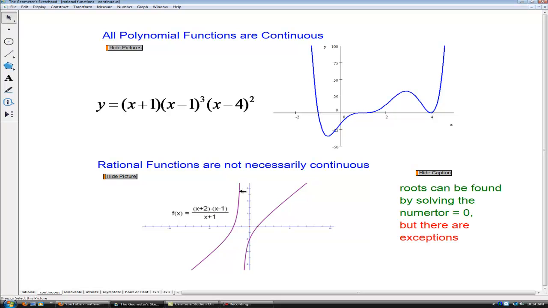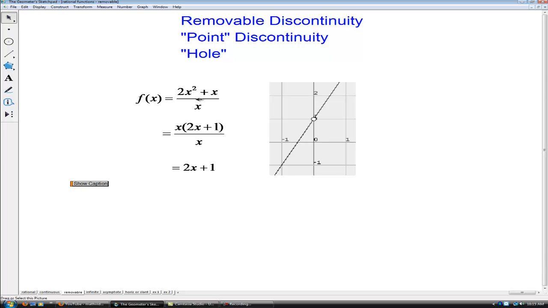Roots of a rational function can be found by solving when we set the numerator equal to 0, but there are exceptions. Because rational functions are not necessarily continuous, we do have different names for different discontinuities. The first we're going to look at is called a removable discontinuity. Some textbooks refer to it as a point discontinuity. I will often refer to it as a hole in the graph.